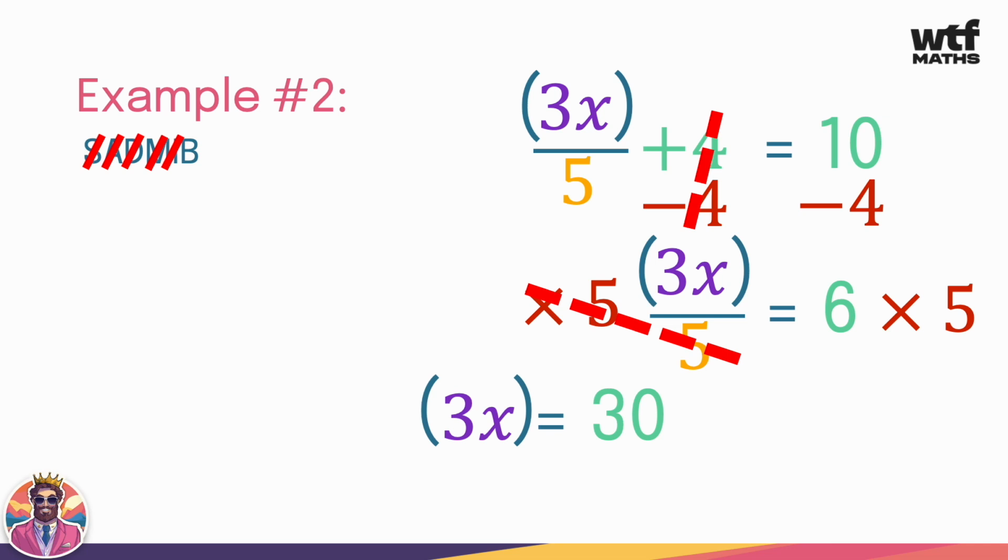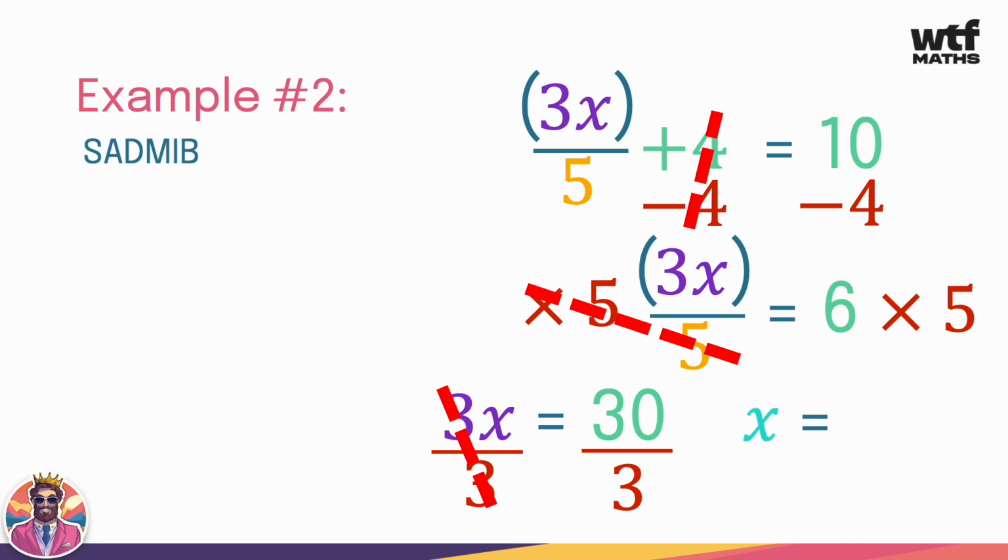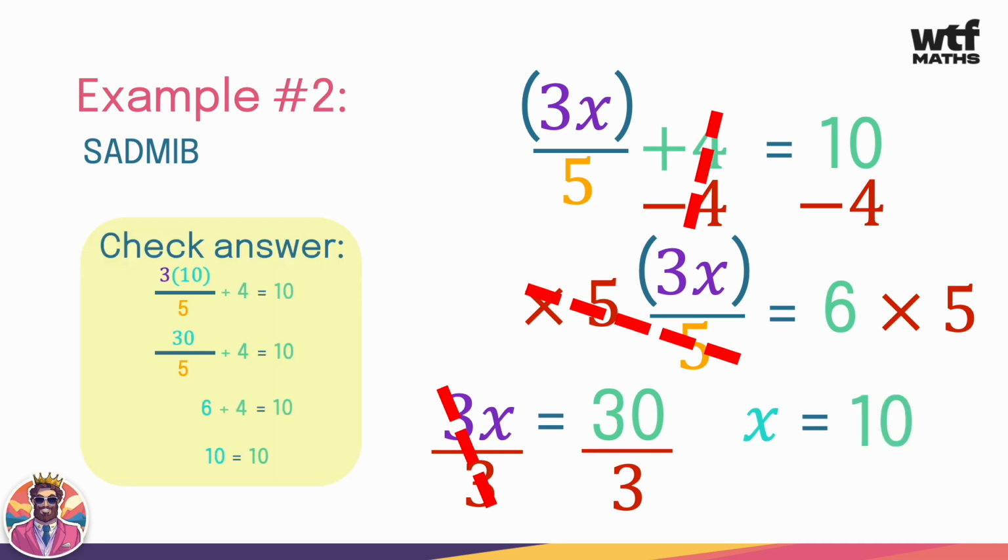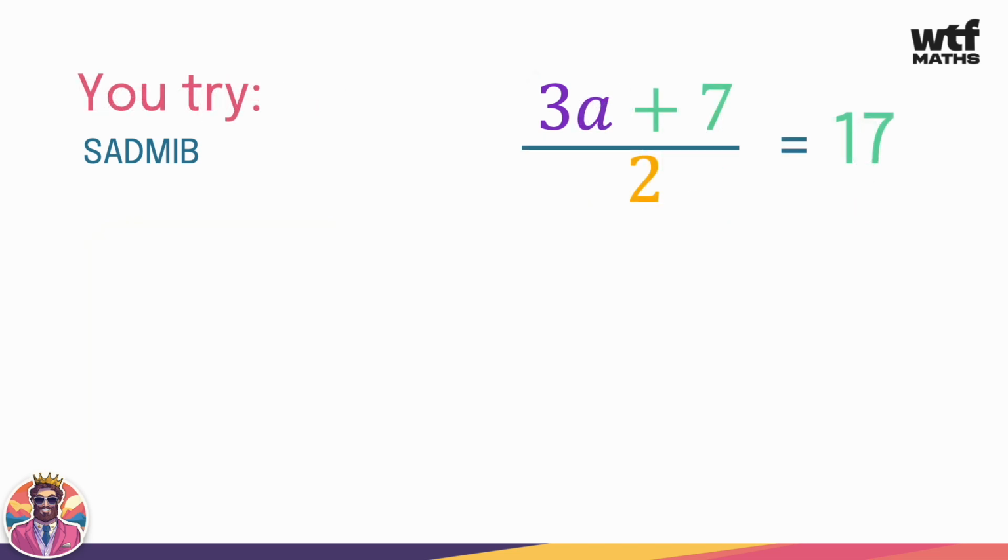Now, because there's nothing more to do, we can finally get rid of the brackets, reset our steps, and now all I need to do is divide both sides by 3. This will leave us with x equals 10. And again, always a good idea to check your answer, substitute the numbers in, and the left equals the right, so we're looking good.